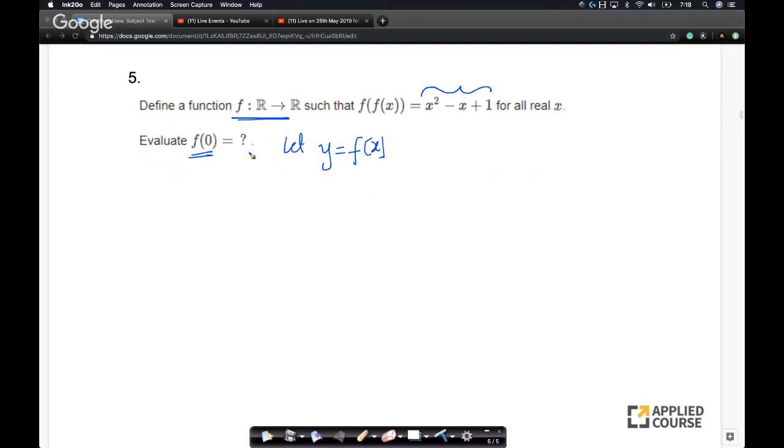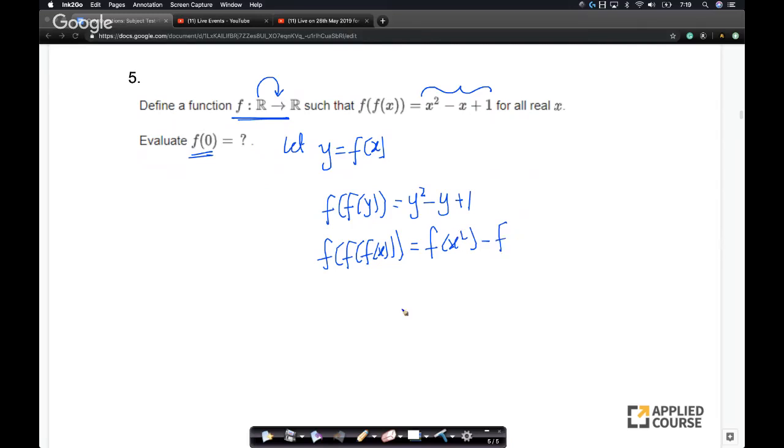Then what can I write f of y as? What is f of y? f of y is y square minus y plus 1. Because it's a function from real numbers to real numbers, this is also a real number, right? Hence, I can apply this, right? So what does this imply? This implies f of f of x, right? That's what this means. I'm repeatedly applying it. This is equal to f of x squared minus f of x plus 1, right? The whole f of x squared minus f of x plus 1.